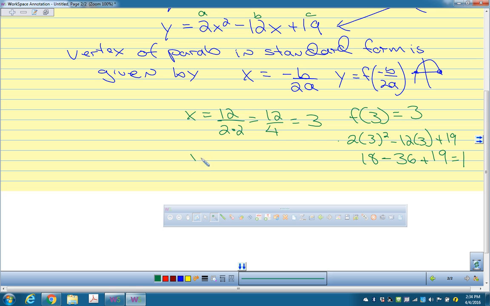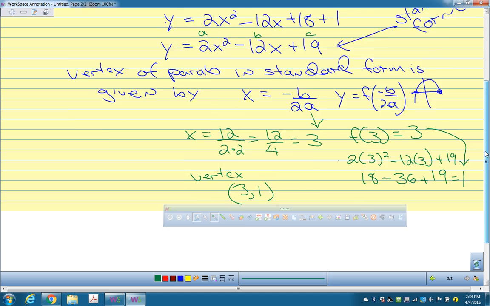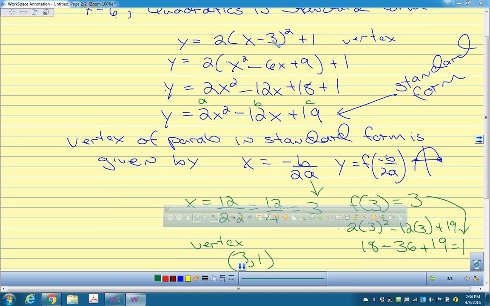So notice my vertex is at negative b over 2a, which is 3. f of negative b over 2a is 1 right there. So it's at (3, 1), which is just what it was up here in vertex form. See? (3, 1). Understand the way that works? Okay, so that's finding the vertex of a parabola in standard form. Okay, so let's see if you guys can find the vertex.